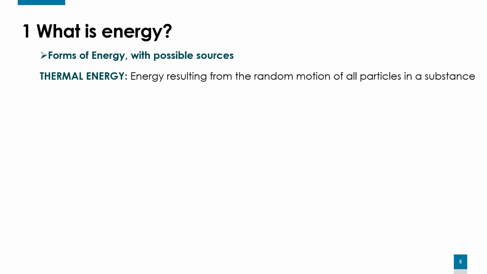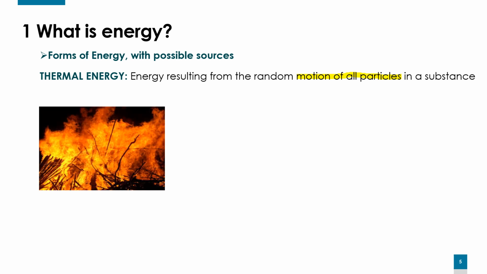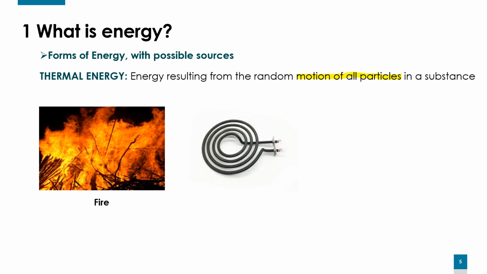Another source of energy is thermal. Thermal means related to temperature. Temperature is related to motion, the motion of all particles. So when you move particles, we create thermal energy. For example, fire. When we have fire, we are liberating thermal energy. That's why it's hot, because it liberates this energy.